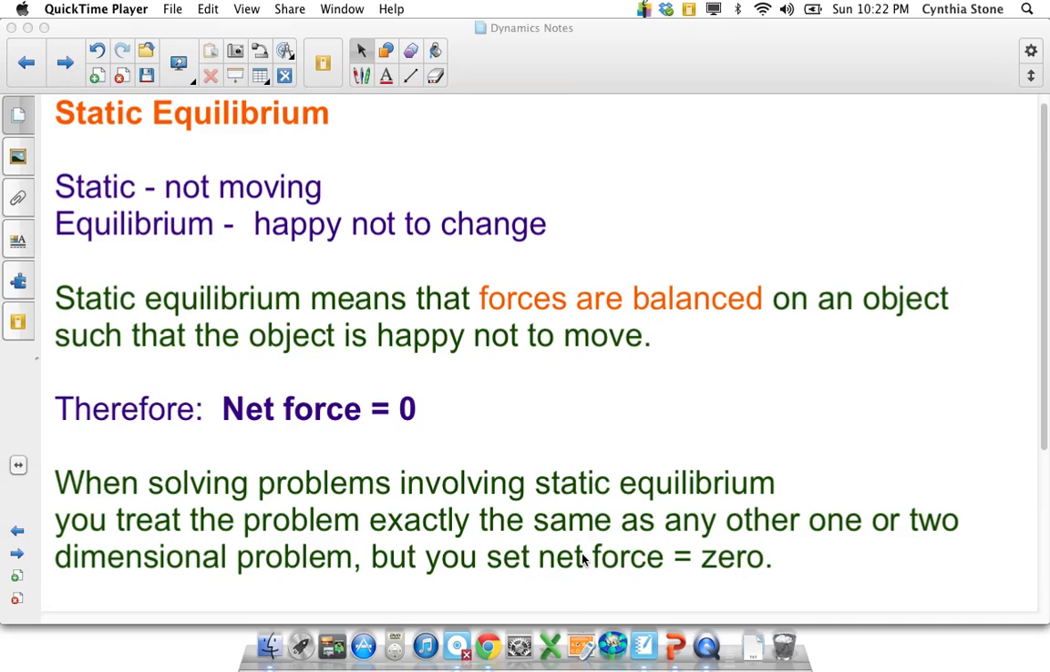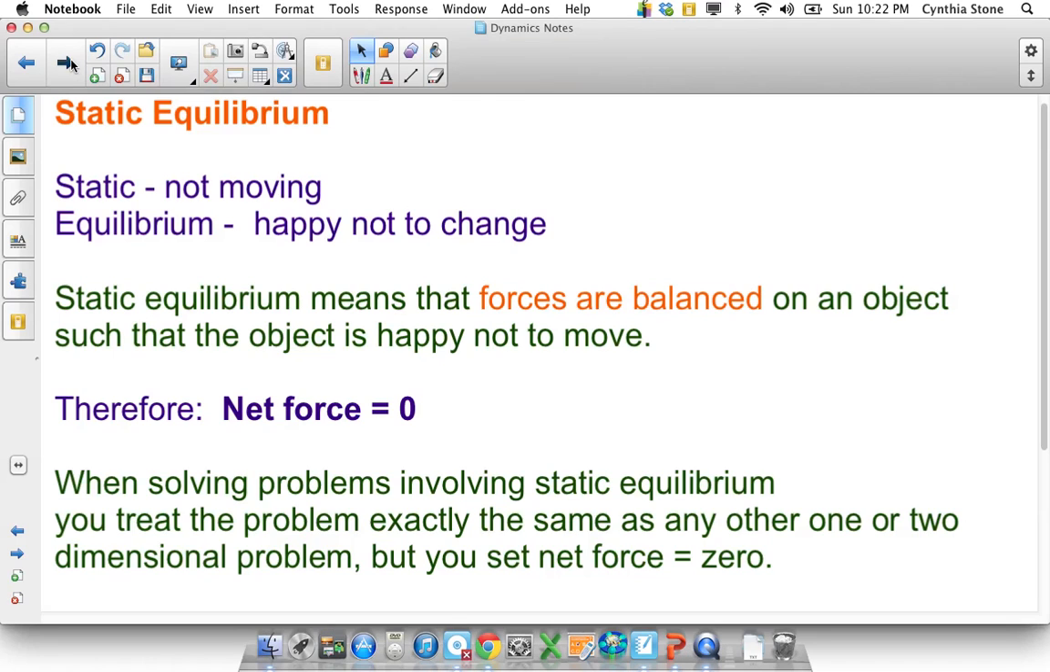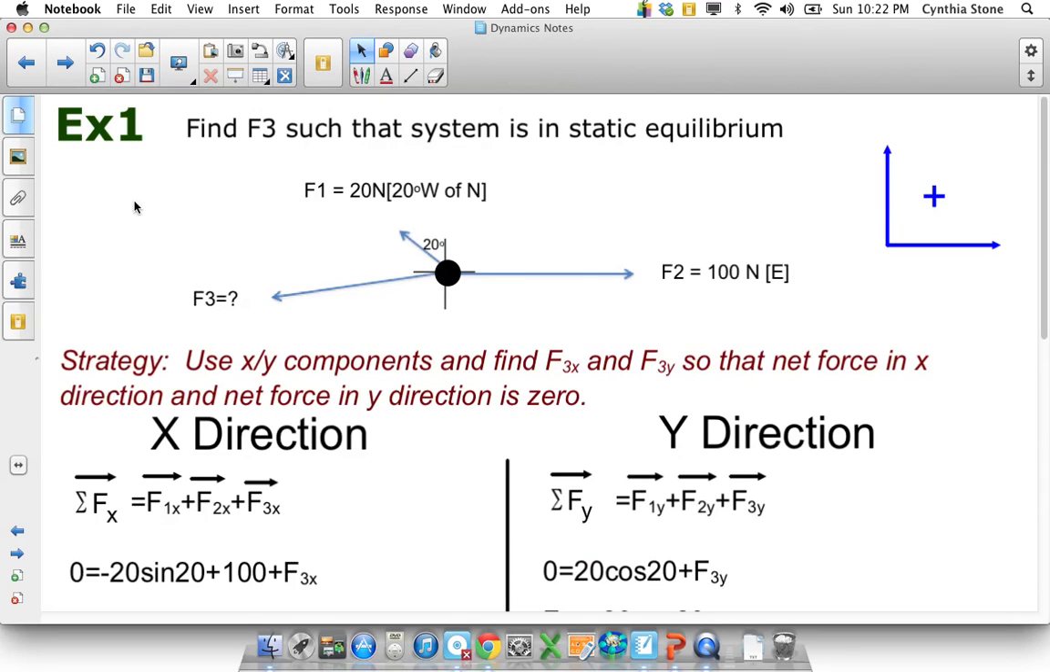And of course, static equilibrium is a critical thing to understand if you have an intention on being like a civil engineer, architect, because civil engineers and architects like to build structures that don't move. Unlike maybe a mechanical engineer, where sometimes you want things to move, but in structural engineering and such, you want things to not move. So here's our first example on static equilibrium.